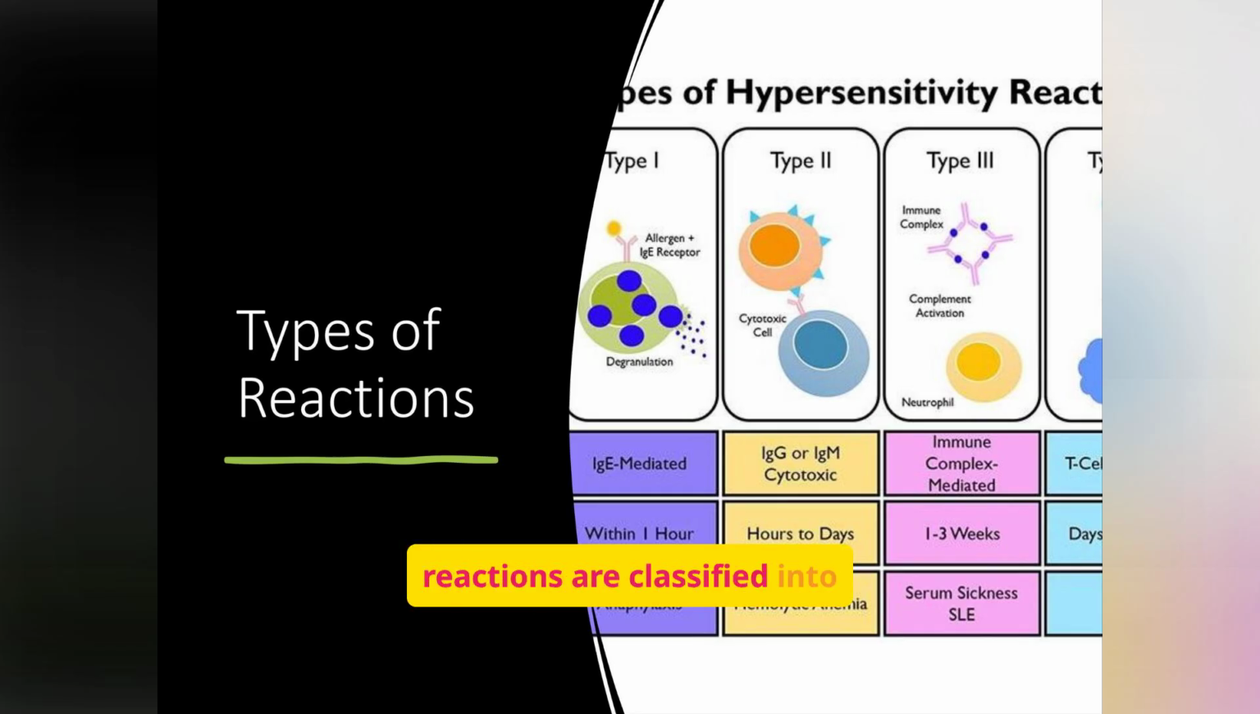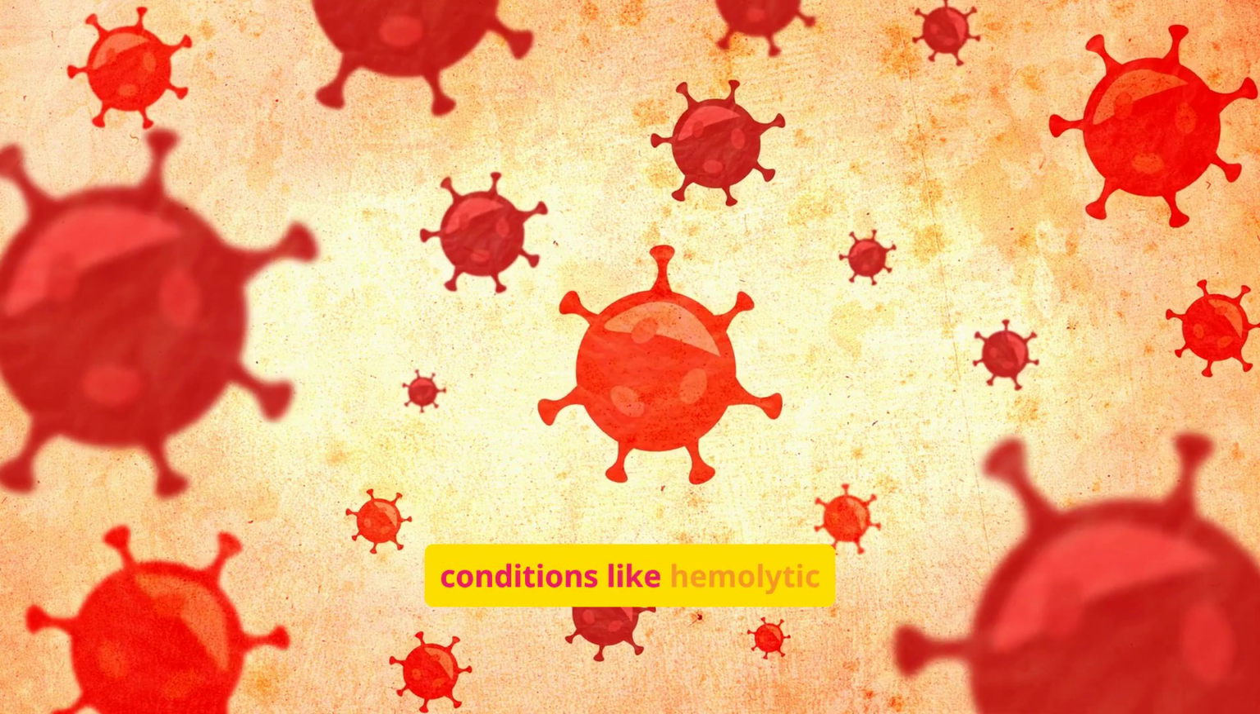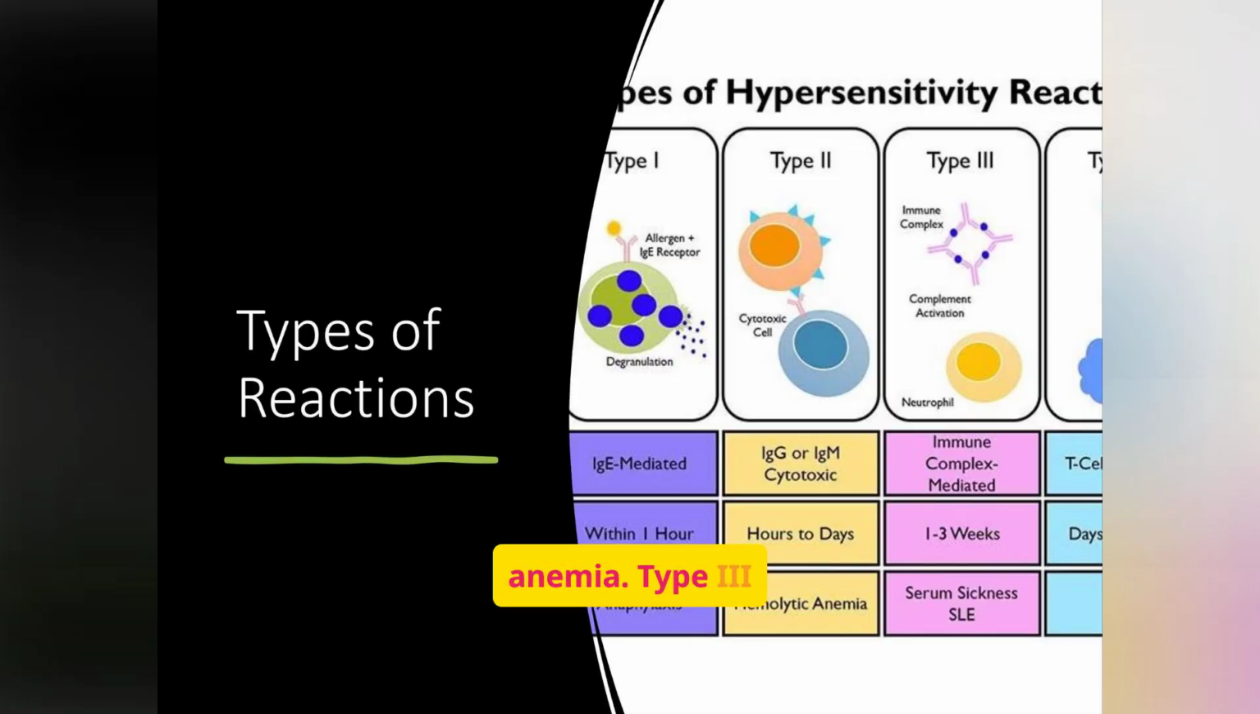Hypersensitivity reactions are classified into four types. Type 1 is IgE mediated, leading to anaphylaxis. Type 2 is cytotoxic, causing conditions like hemolytic anemia. Type 3 involves immune complexes, leading to serum sickness.